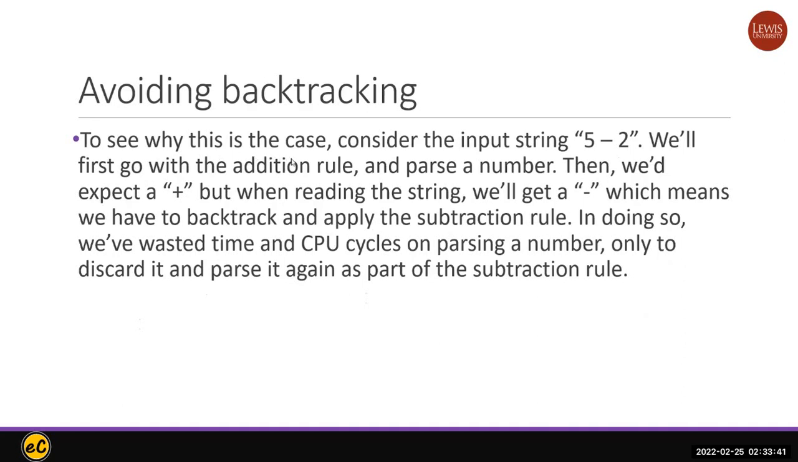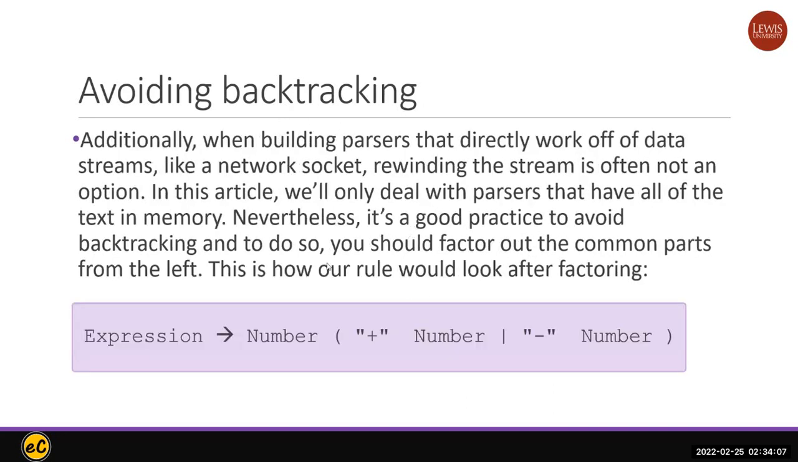To see why this is the case, we may have the input of 5 minus 2. We will first go for the addition rule and parse the number. Then we will expect a plus sign when we read it, so that will have the backtracking. So we get a minus sign, and that means that we'll backtrack, okay, and you will actually waste time. So basically, if you have a lookahead rule, then the backtracking can be avoided. So here you would like to change the rule like this. You have number and then use a plus and minus. You actually will parse a different rule.